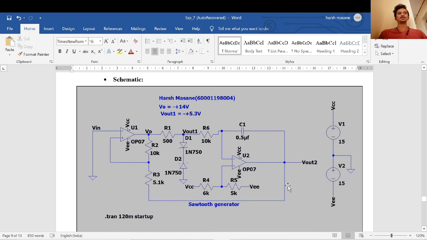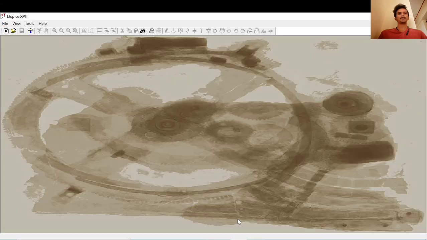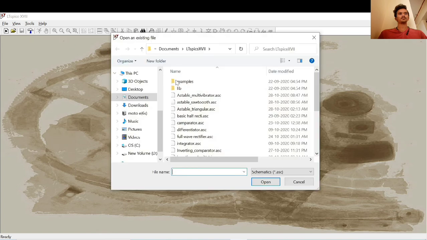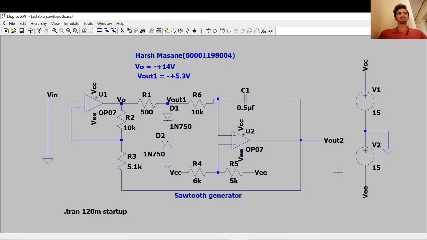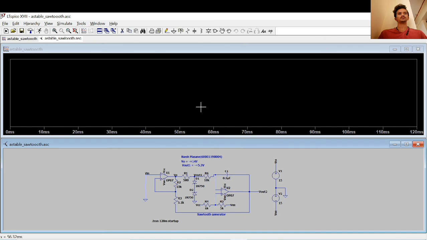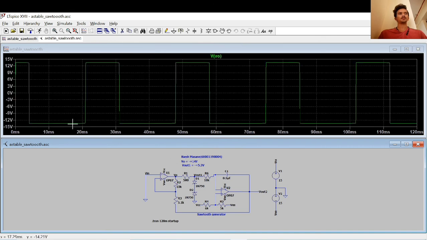So let's see this circuit on the LTspice. Here this is my circuit. Vo is equal to plus minus the saturation voltage. Vout1 I am clipping to plus minus 5.3 volt. Then I am using the integrator, and this is my potentiometer. So let's simulate this. Here in my Vo, the T off time is greater than the T on. With the help of this potentiometer we can change it.